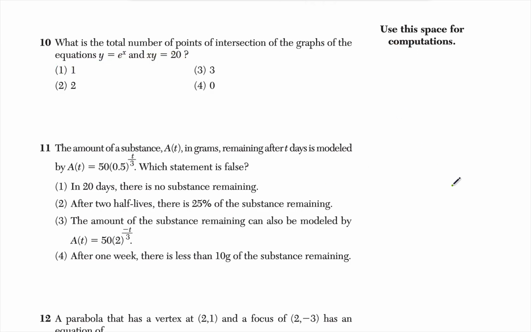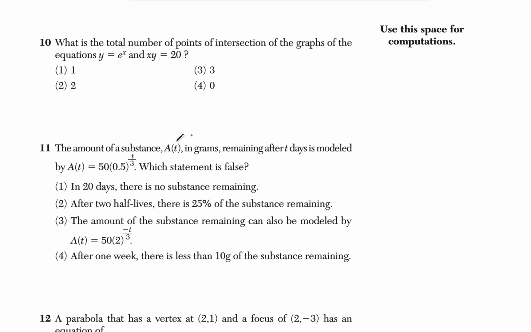Looking at number 11, I like this one because it says the amount of a substance A of t in grams remaining after t days is modeled by A of t equals 50 times 0.5 raised to the power 2 over 3. Which statement is false? We know this is, number 1, a half-life problem because it's got the 0.5 in here, and basically every 3 days your substance is getting halved. That's the idea. Every 3 days, that's the number below, and your fraction, it's getting halved. So which statement is false?